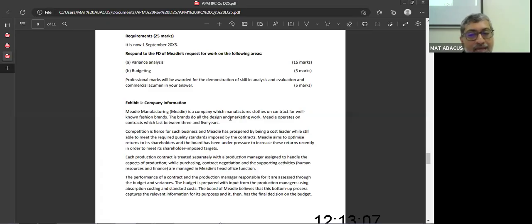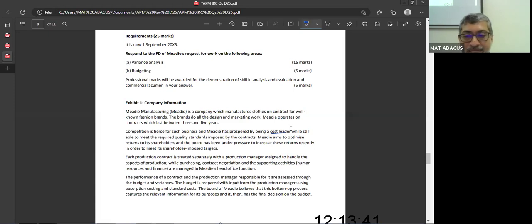The brands do all the design and marketing work, and MEDI operates on contracts which last between 3 and 5 years. Competition is fierce for such business, and MEDI has prospered by being a cost leader. And recently in the ABC question also, yeah, we will try to do over the next weekend, this concept of being a cost leader came out also. Yeah, so it has prospered by being a cost leader while still able to meet the required quality standards imposed by the contracts.